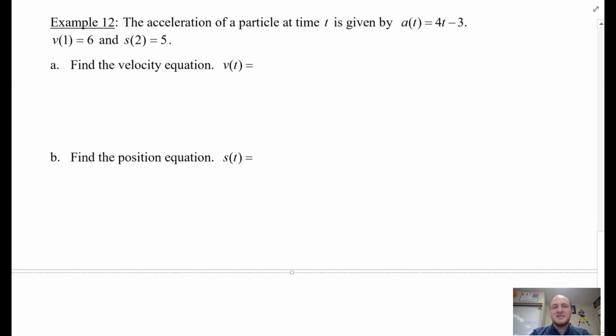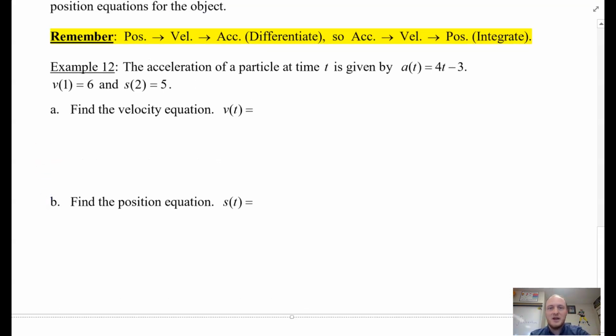They say the acceleration of a particle at time t is given by the function a of t equals 4t minus 3. And then we're given some initial conditions. Velocity at 1 is 6 and position at 2 is 5. So we want the velocity equation. Okay, well, I'm given acceleration and I want velocity. So to go from acceleration to velocity, we need to integrate.